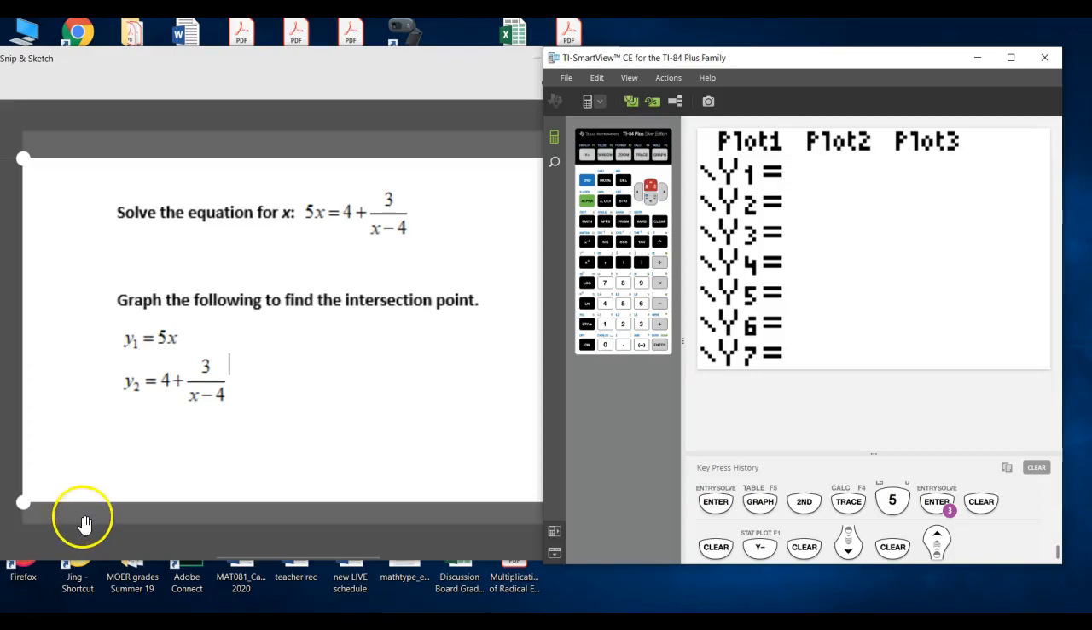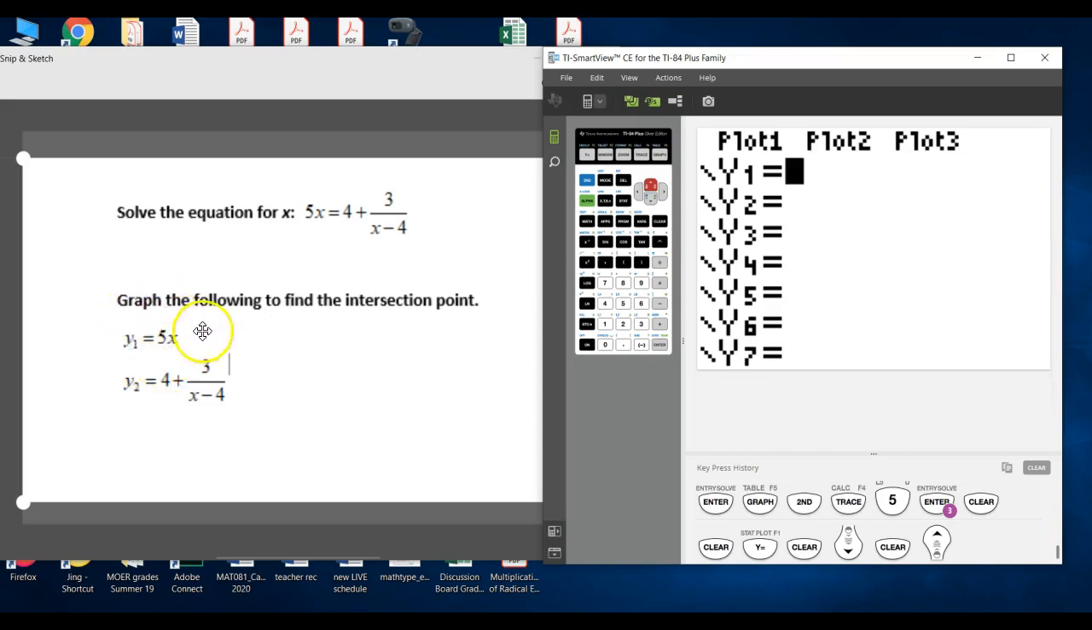Okay, so in this example, we were asked to enter two equations into our y equals screen and find the intersection point. The reason we were asked to do those is because really what we're trying to do is solve this rational equation up here for x. You'll notice the left side of the equal sign is the expression 5x.